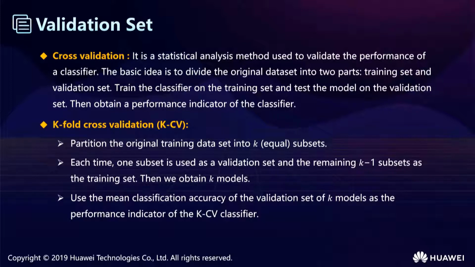For k-fold cross validation, we partition the original training dataset into k subsets. For example, if k is equal to 5, we can split the dataset into five parts, and each part will serve as the test set.